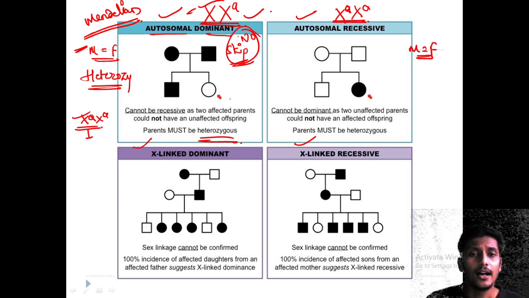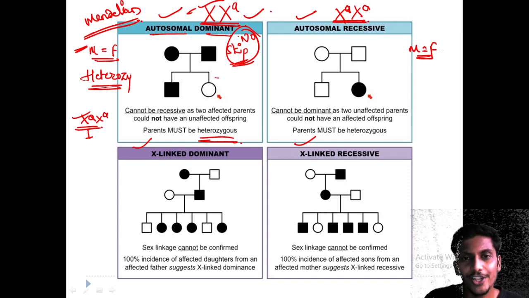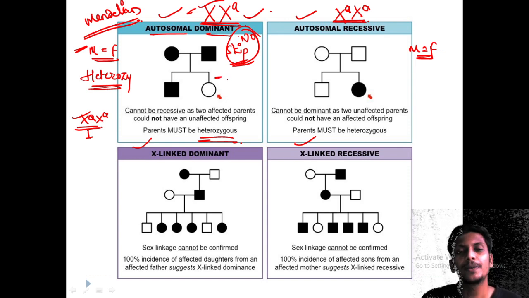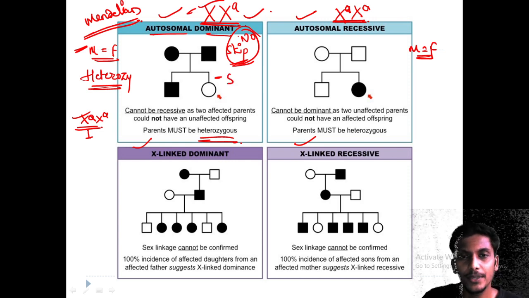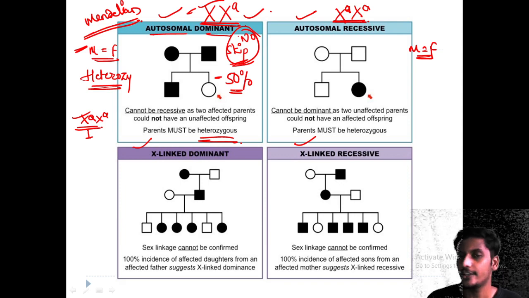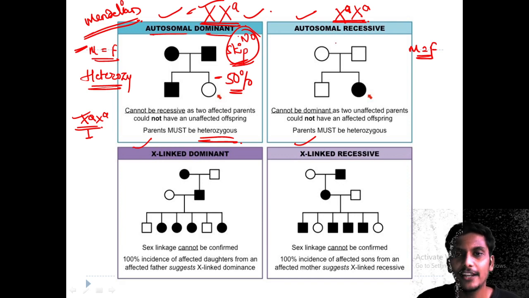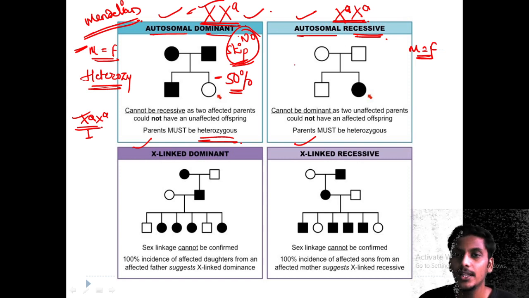Important one. In this condition, the question which is commonly asked: how much percentage of the progeny would be affected? So please remember, 50% of the progeny is affected in cases of autosomal dominant conditions. Now moving on to the next pattern of inheritance, that is autosomal recessive.